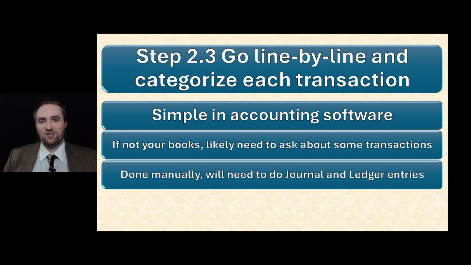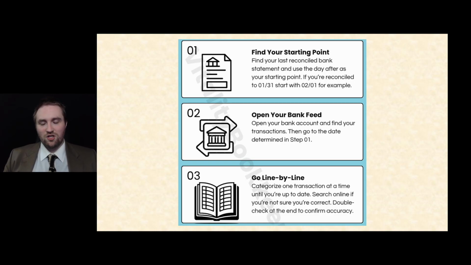Regardless of how you categorize the transactions, by the end of this step, every transaction from the start date to the present date will be categorized. Once again, the substeps are determine the start date, go to the start date in the account feeds, and then go line by line and categorize each transaction.